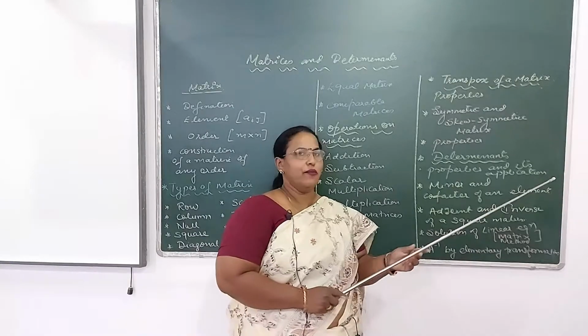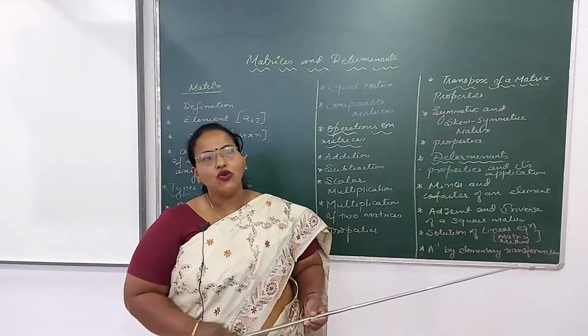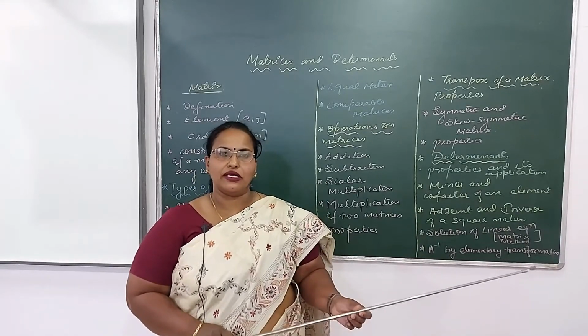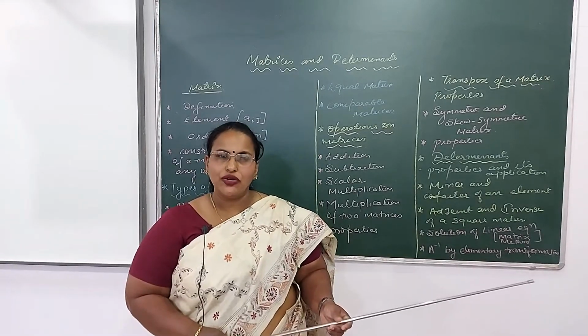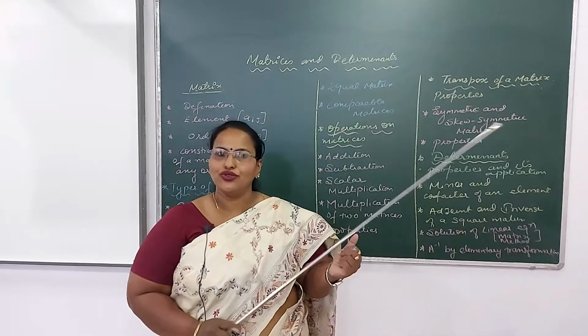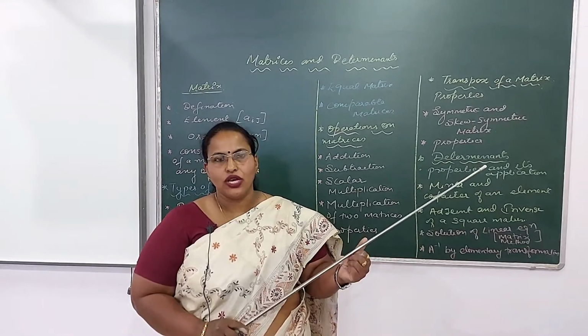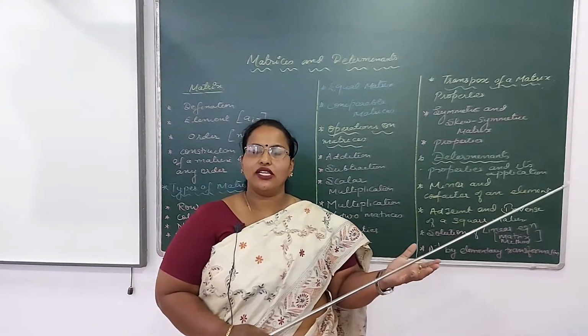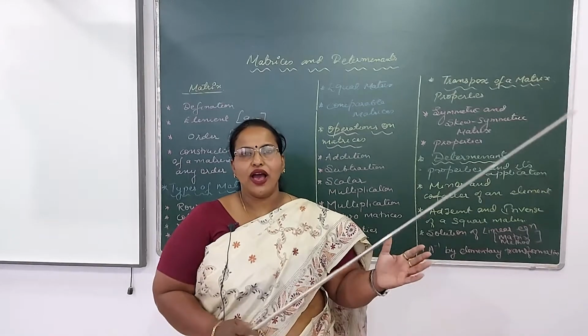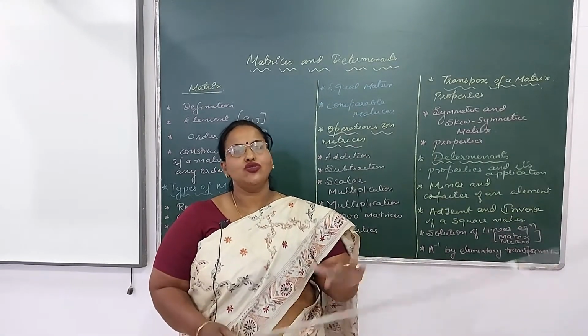Now again a very important topic, transpose of a matrix. How to obtain a transpose of a matrix? It's very easy. Simply you need to change either rows to columns or columns to rows. Like if A is a matrix of order 3 by 4, then A transpose will be a matrix of order 4 by 3. You have to change either rows to columns or columns to rows.